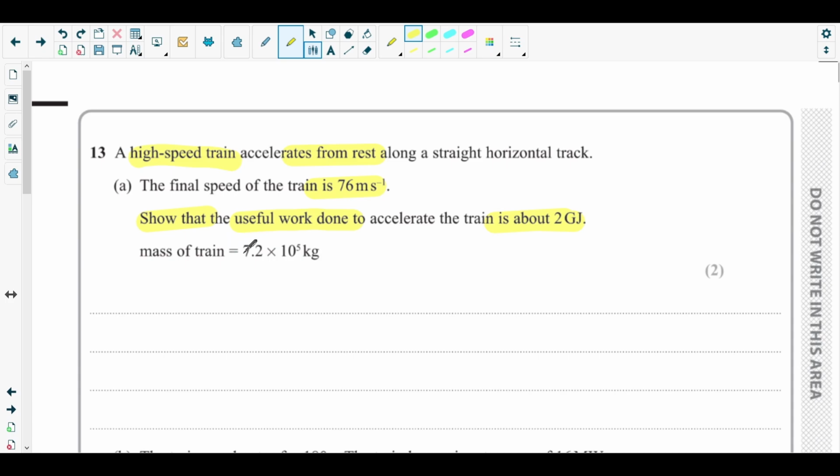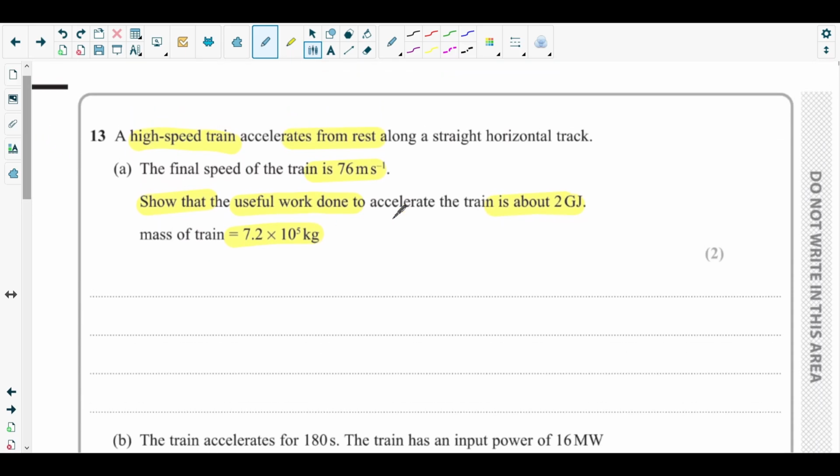So the mass of the train is 7.2 times 10 to the power 5 kg. We need to find the work done. The work done is basically the kinetic energy gained by the train. So W equals half mv squared.